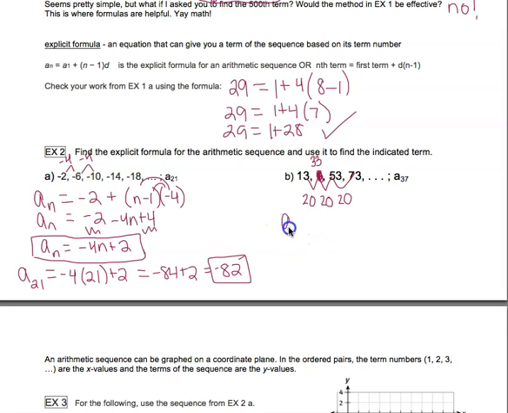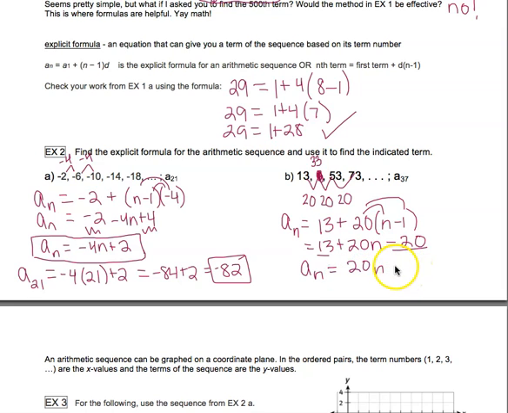When I go to write my formula then, a sub n equals first term, which is 13, plus my common difference times n minus 1. So multiply the common difference through. So that gives me 20n minus 20 when I distribute. And then I've got like terms here. And so a sub n equals 20n minus 7. So hopefully this is what you came up with for your answer there.